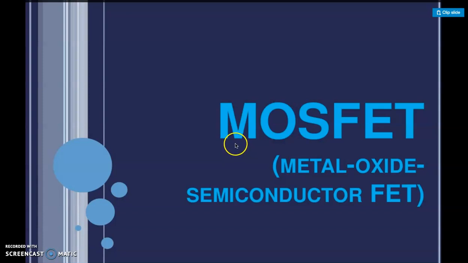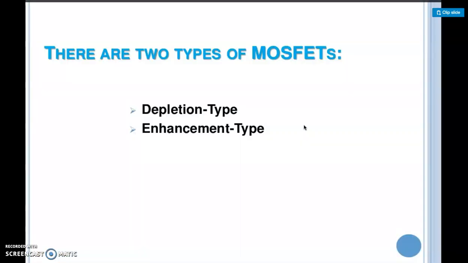Let us start the topic MOSFET. The long form of MOSFET is metal oxide semiconductor field effect transistor. In FET, the earlier part was JFET. We have already finished it. And the latter part is MOSFET, which we are about to study.